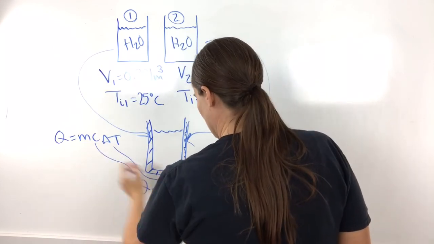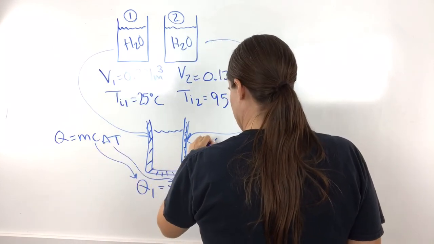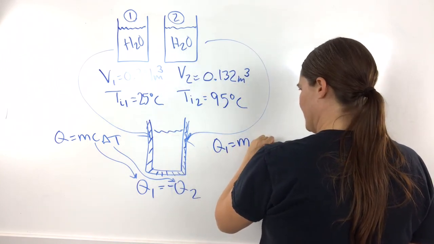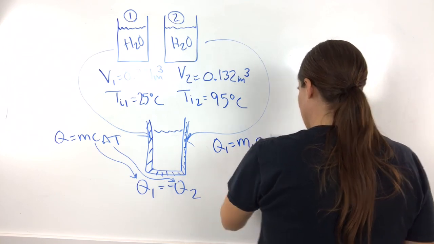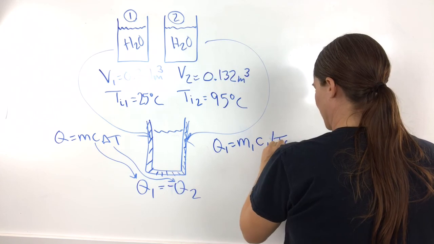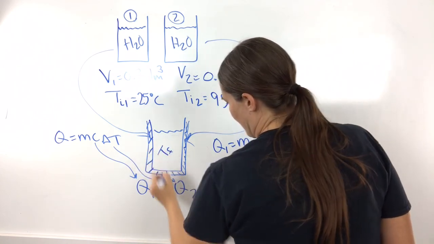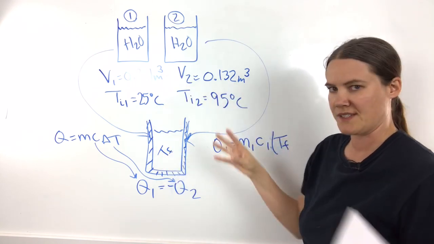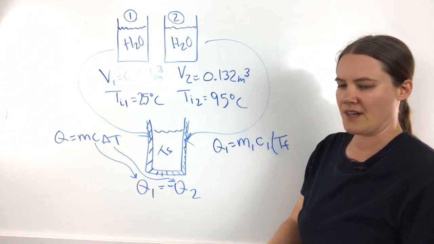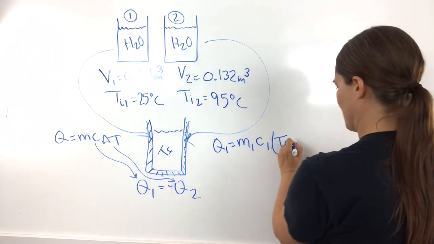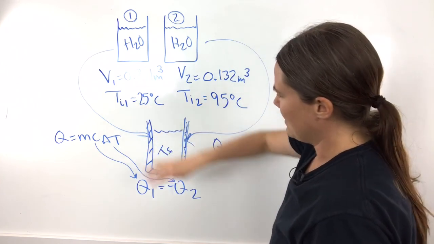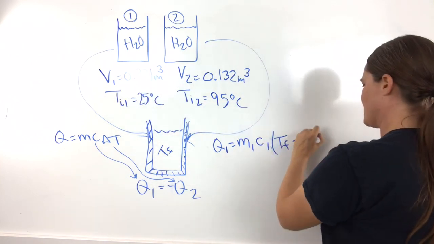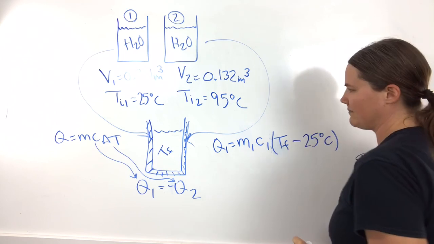So for Q1, I'll write this out, Q1 is equal to M1 C1, and instead of writing delta T, I'm actually going to write the temperature final. Remember, both of these are at the same final temperature because they're mixed together, and when they're at equilibrium, they're going to be the same temperature. So this is temperature final minus 25 degrees Celsius.